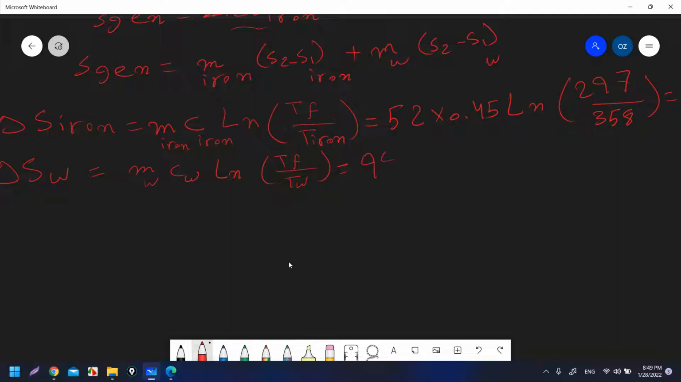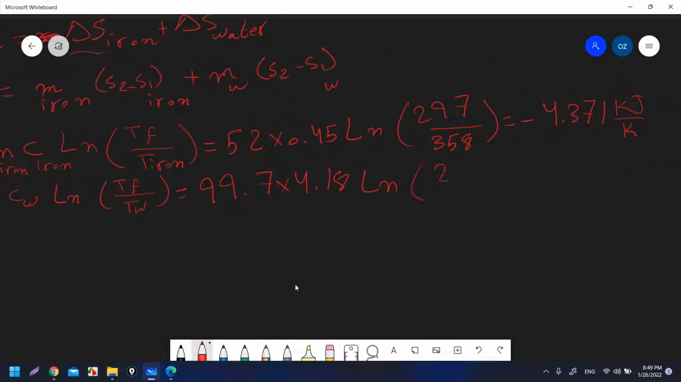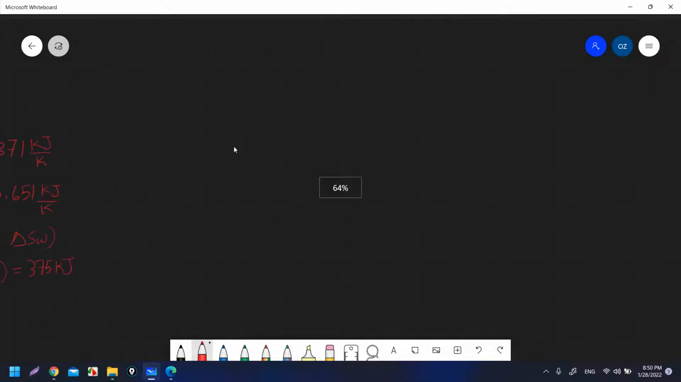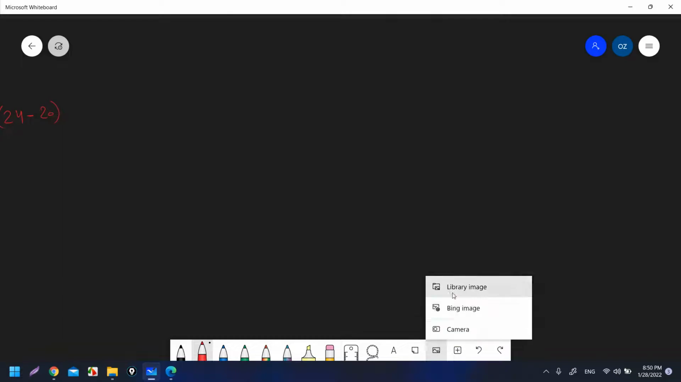Okay, 99.7 times 4.18 ln T final in Kelvin, 297 over 293, equal to 5.651 kilojoule per Kelvin. So X destroyed, which is equal to T naught S generation, equal to T naught times delta S iron plus delta S water, and it is equal to 293 times negative 4.371 plus 5.651, equal to 375 kilojoule. That is for this question. Let's see the other question.